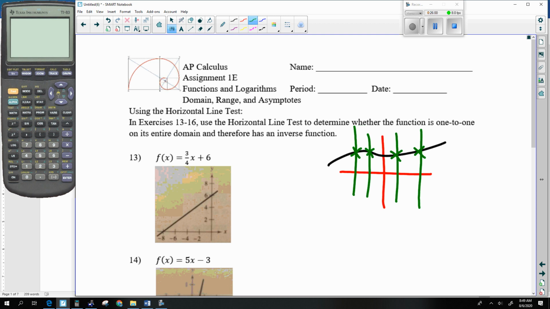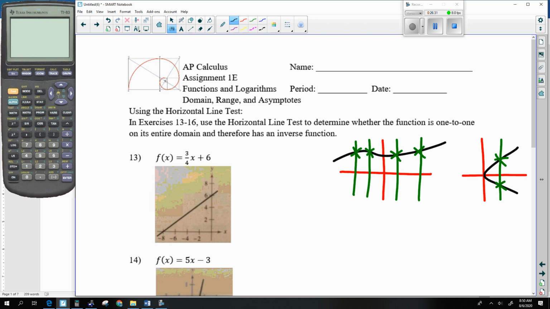So the picture that I have drawn here is a function, whereas if I had a graph that looked something like this, no, that is not a function. It does not pass the vertical line test. Now, to do an inverse, it's the exact same idea, but you do the horizontal line test.